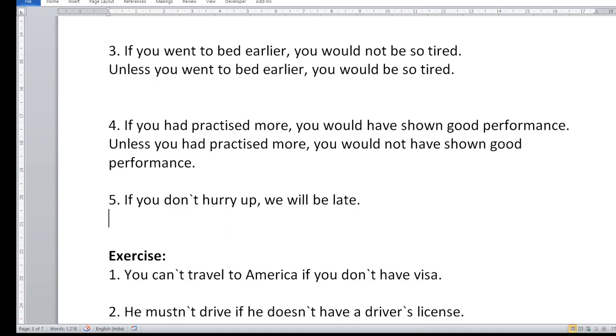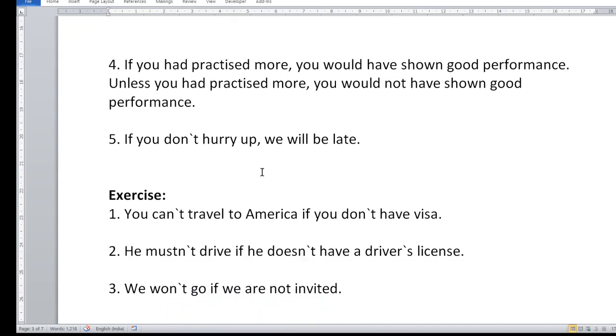See the fifth example. If you don't hurry up, we will be late. Here "if" and "not" are already given, do plus not, don't. So since "if" and "not" are already given, if you use unless, this sentence will be exactly similar to that sentence. If you don't hurry up means unless you hurry up.